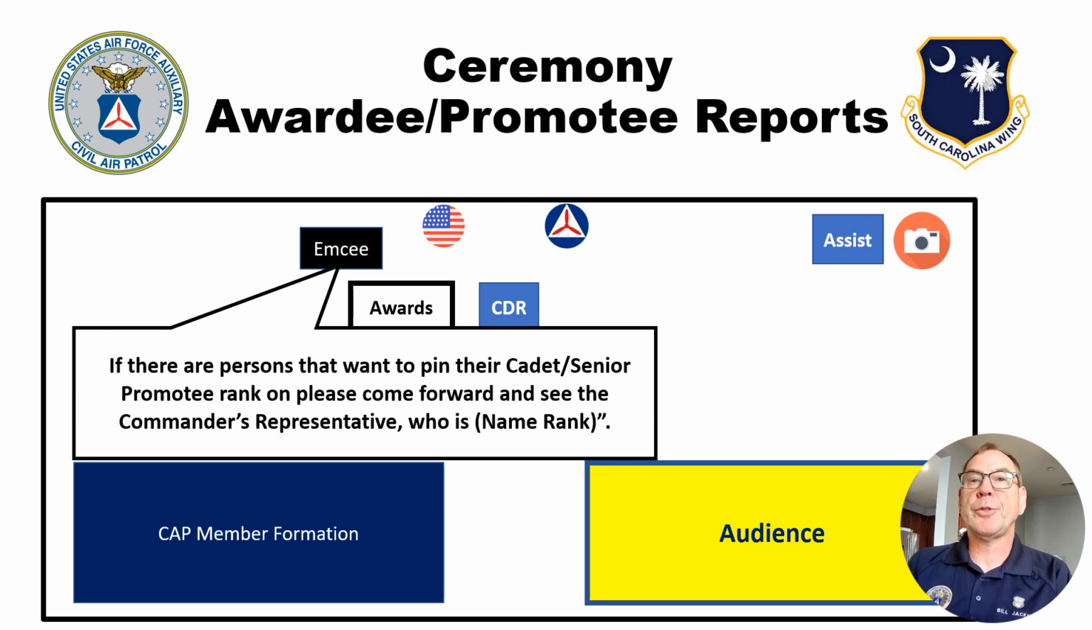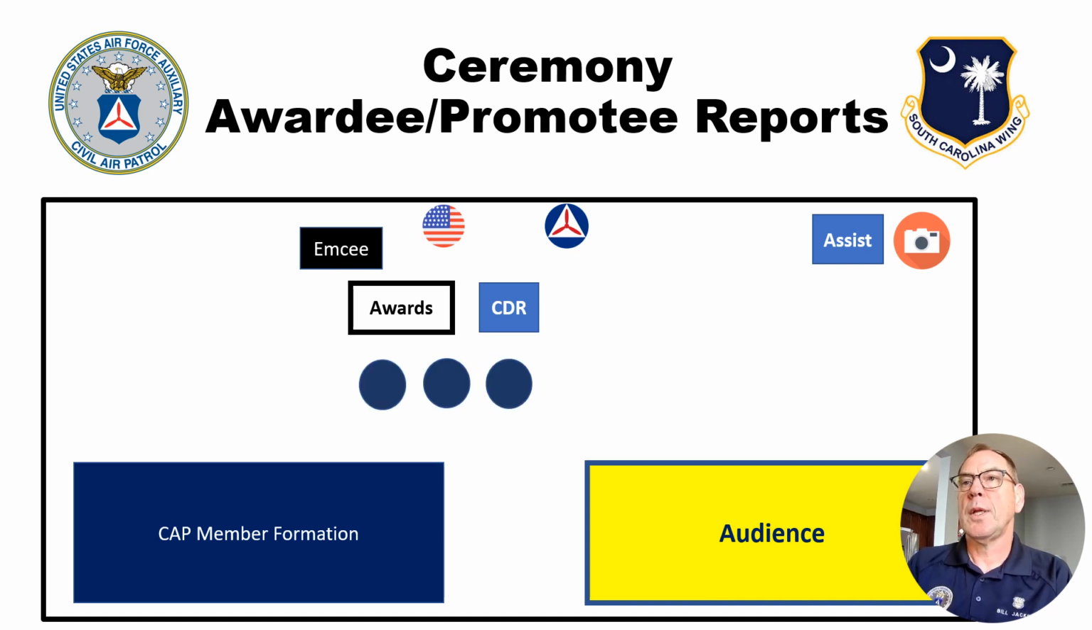At this time, the MC says, if there are persons that want to pin their cadet or senior member promotee rank on, please come forward and see the commander's representative, who is whomever you've designated. The commander's assistant will then raise his hand, so the individuals that are going to be assisting their awardees or promotees will know who that person is and where they have to show up.